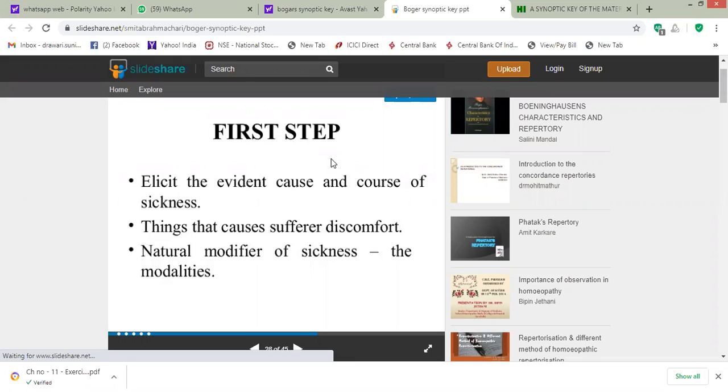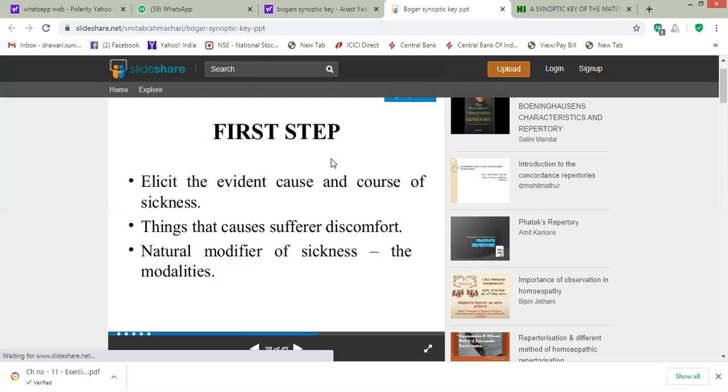Then which things cause the sufferer discomfort, or which things aggravate the condition of the patient, and which things modify the sickness, the modalities, the aggravations, which things cause more discomfort, or which things make the patient better. So these things are very much important. This is the first step of our success to find out the similimum.